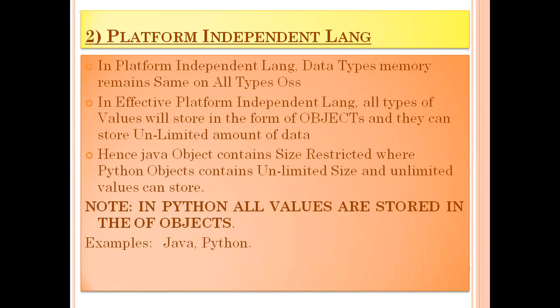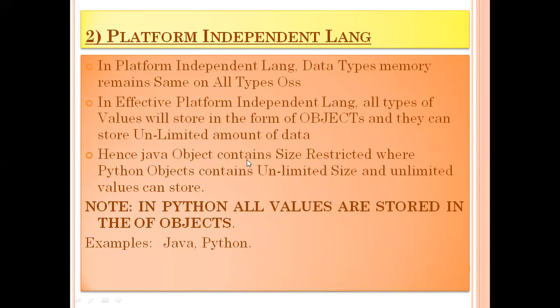That is the only reason we can store an unlimited amount of data in it, and it is not going to slow down the process. The garbage collector will come and clear the memory space which is not used. Hence, in Java objects contain size restrictions, whereas Python programmers can store unlimited size and unlimited values.